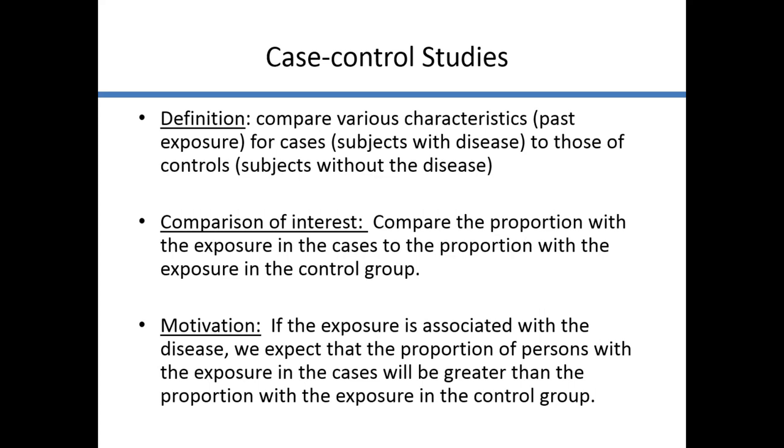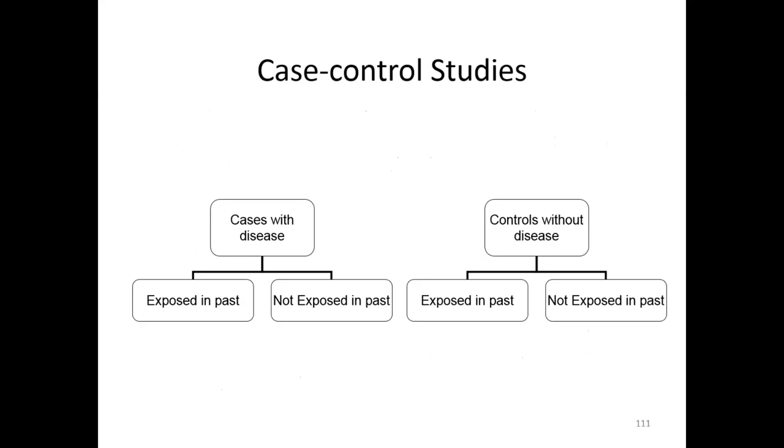If the exposure is associated with the disease, we expect that the proportion of persons with the exposure in the case group will be higher than the proportion who have the exposure in the control group. The cases will be more exposed to cigarettes in the past if they have lung cancer. So we start with lung cancer cases. We would expect a higher proportion of them would report a history of smoking cigarettes in the past, compared with people who do not have lung cancer.